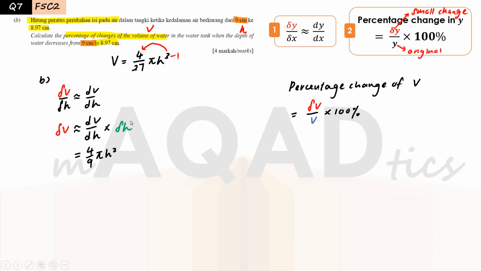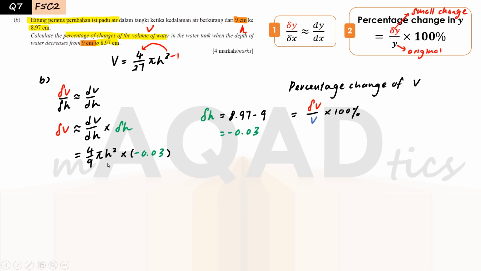And for the small change of h, actually in the question, they already gave us the change, which is from 9 to 8.97 cm. So to find this delta h, very easy, just find the difference between these two. So we can find the small change in h, which is negative 0.03. So why is it negative? It's because it is decreasing. Decreasing, usually we need to put negative at the front.